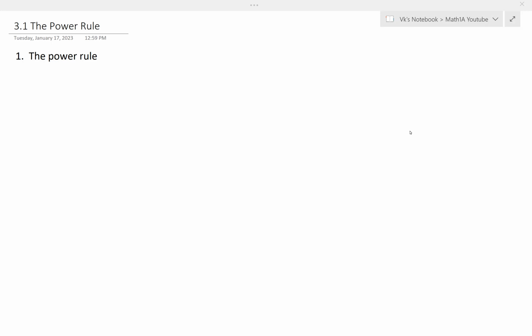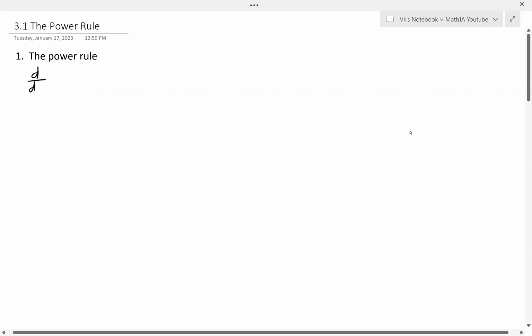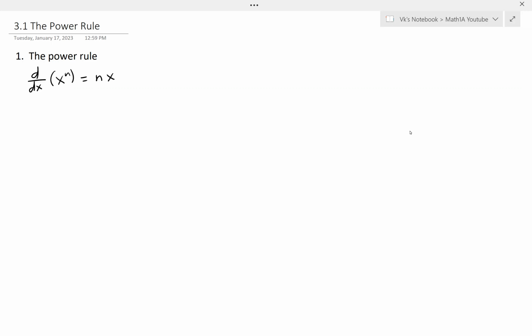Today we explore lesson 3.1, the power rule. Number one, the power rule, which states that the derivative with respect to x of x to the n is n x to the n minus 1. Here comes the proof.